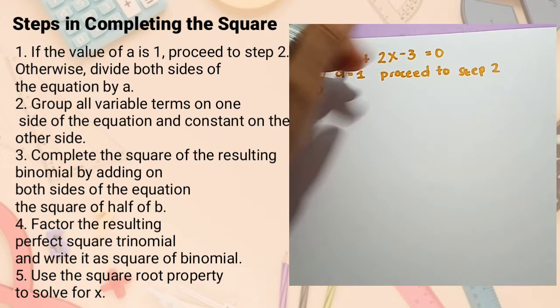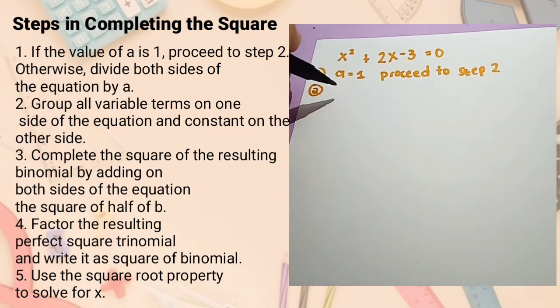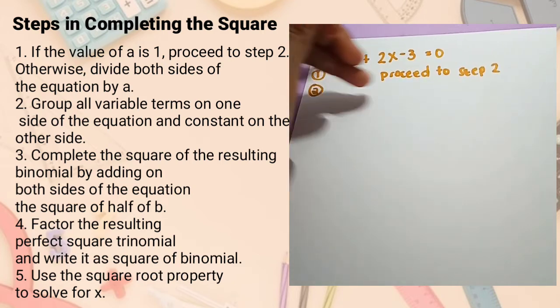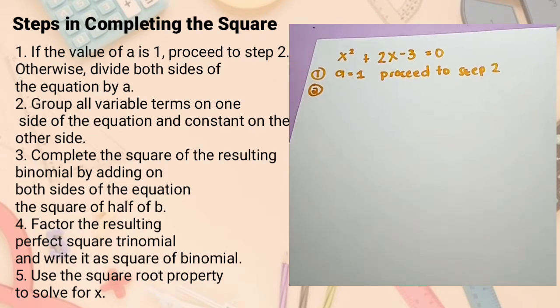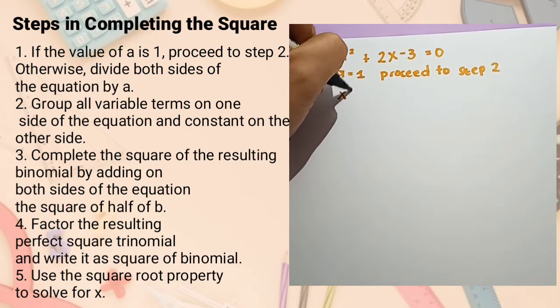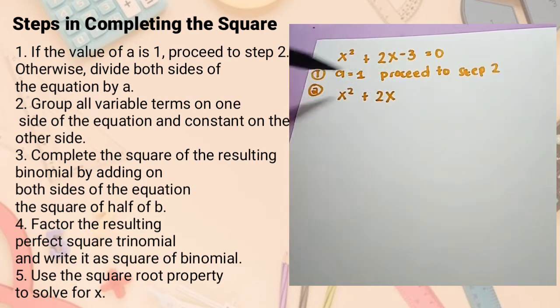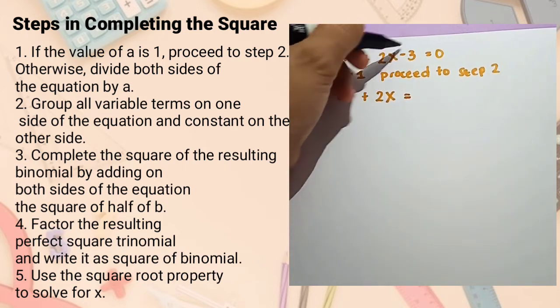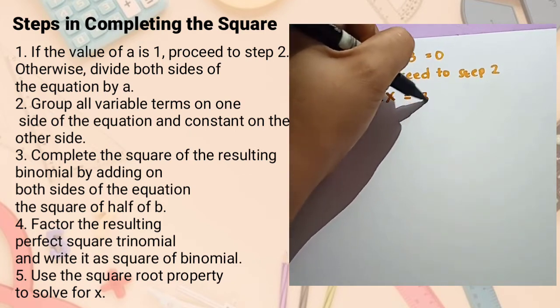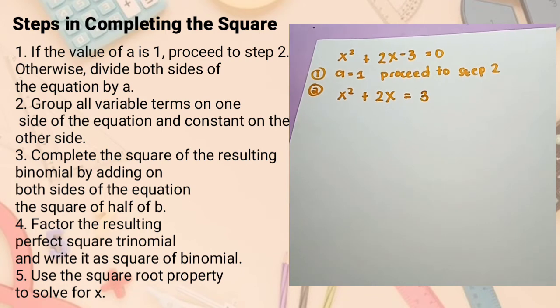Kung saan, lahat ng may variable ay isusulat natin dun sa left-hand side, at ang lahat ng constant ay ililipat natin dun sa right-hand side. So, magiging ganito siya. Ang may mga variables lang dito ay yung x squared plus 2x. Yun yung variable, yung may mga x. Then, equals to, i-transpose natin tong constant or yung value ng c sa right-hand side. Kaya magiging positive 3. Okay?